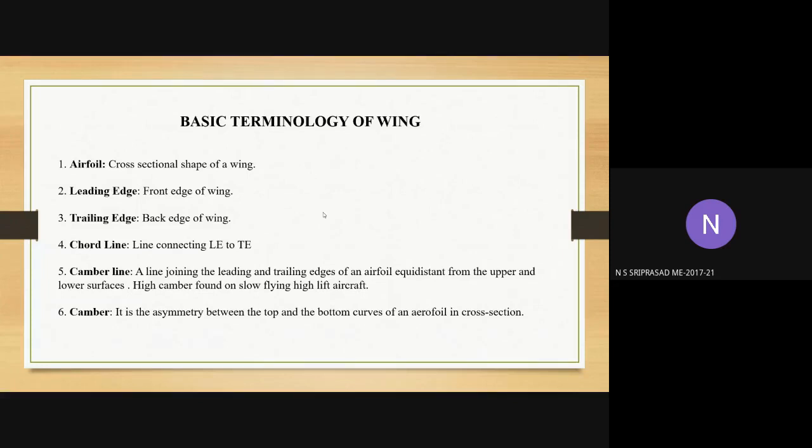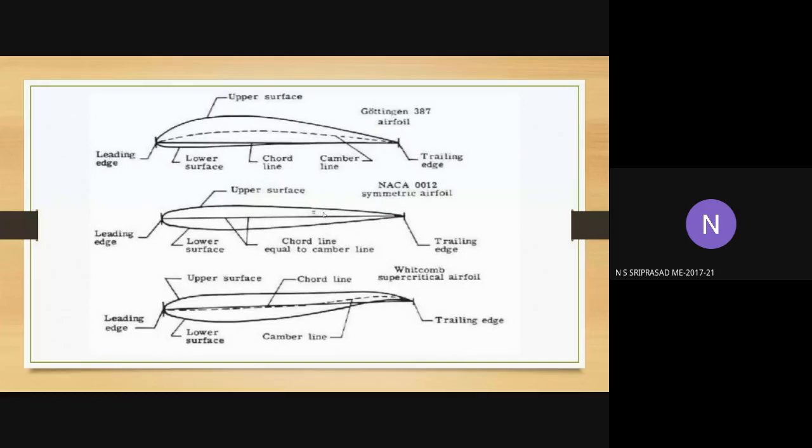So if it is a higher curve, it will be a more curved wing itself, okay? So this camber line will be equidistant from the upper surface to the lower surface. And camber is the asymmetry between the top and bottom curves, okay? So like I mentioned before, the front curvature part is called the leading edge, okay? So if this is the wing, the front part of the wing is called the leading edge, and you have the trailing edge at the back.